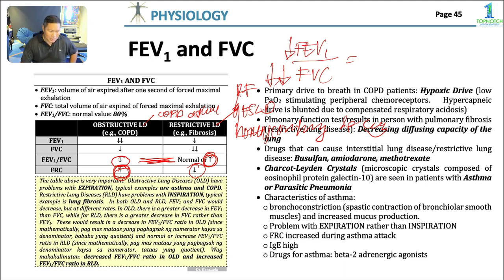In emphysema, in obstructive lung disease, may hangin ba sa lungs? Yes. May oxygen ba sa lungs? Yes. Increase ba yung FRC, TLC? Yes. But the patient will still have hypoxemia? Also yes. Bakit siya mag-hypoxemia? Dahil hindi pumupunta yung oxygen from alveoli to blood. It just remains inside the alveoli. Parang tao na nasa buffet pero hindi makakain.